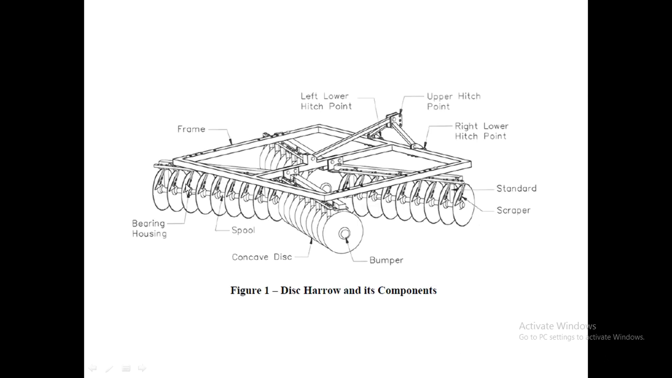And here also we can see the parts. This is the shaft to which the discs are connected. So this is called a gang. Here in this picture, we can see there are four sets of gangs, and the discs are concave in nature. Here we can see the central axis is actually connected to the frame using the gang bolt.